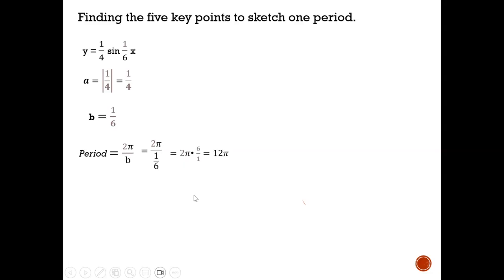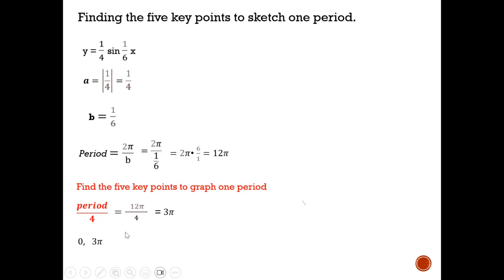Now we need the 5 key points, right? We're going to divide the period by 4, which would be 12 pi over 4, I'm sorry. So we're going to count by 3 pi. So we start with 0, 3 pi, 6 pi, 9 pi, and 12 pi. Again, you see it matches, right? My last point matches with the period, so I know it's correct.